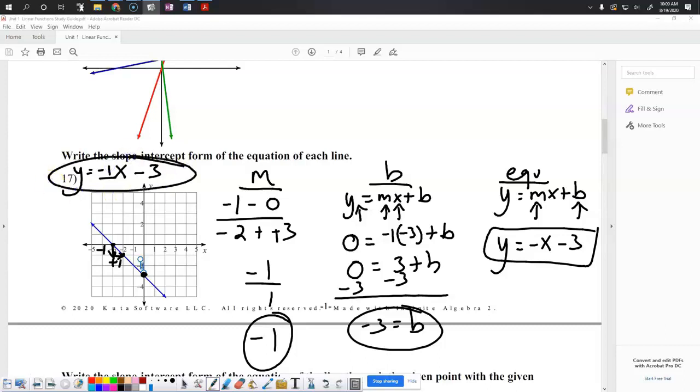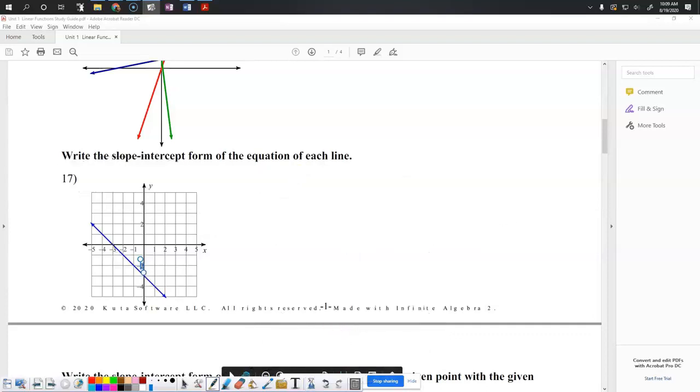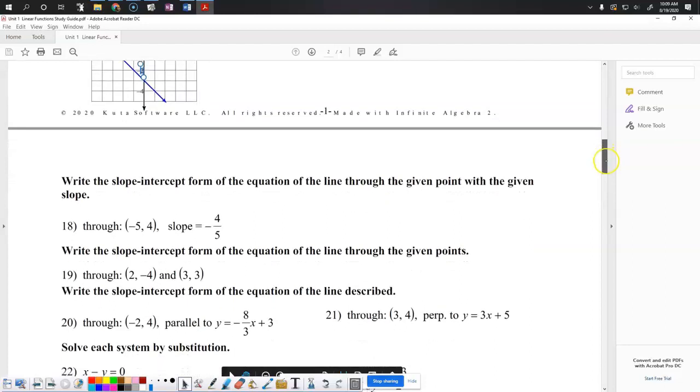However, this method works on every problem I give you. So that's why I like to go through it. All right. Let's go ahead and move on here.